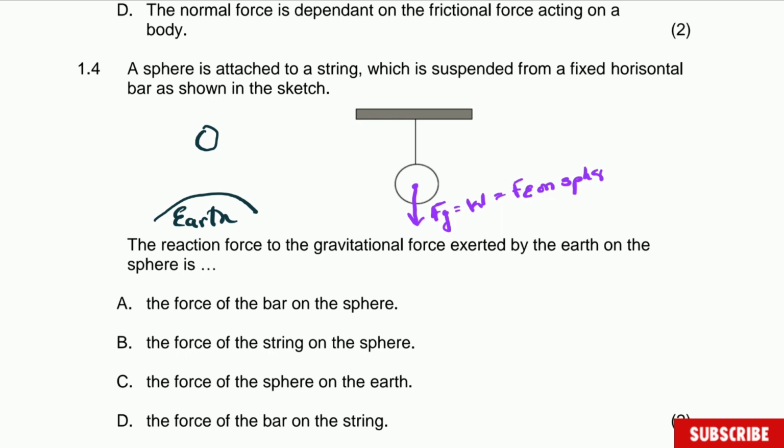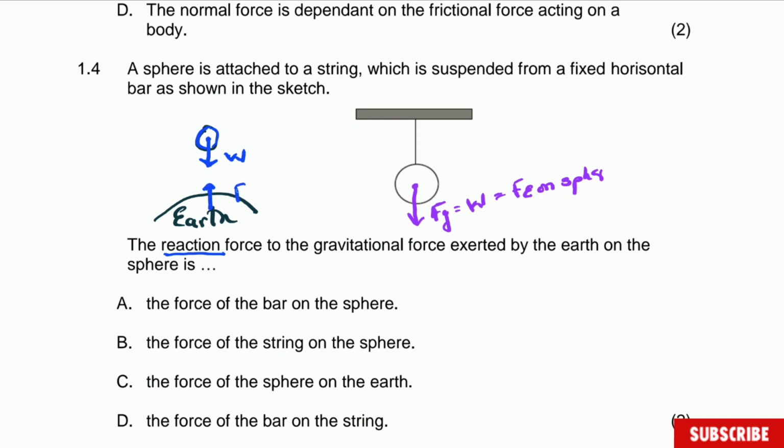Let's have a small drawing here. We said that this force here is the force which the earth exerts on the sphere. This is called weight. Which one is the reaction to that force? Well, according to Newton's law of universal gravitation as well as Newton's third law, this sphere must be pulling the Earth up with a force that is going to be in this direction, guys.